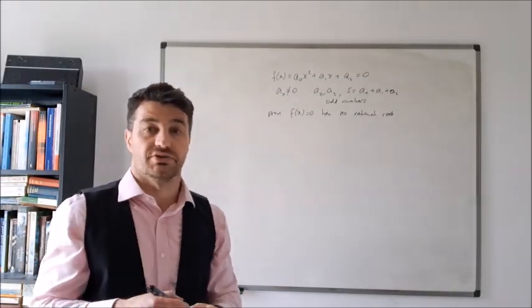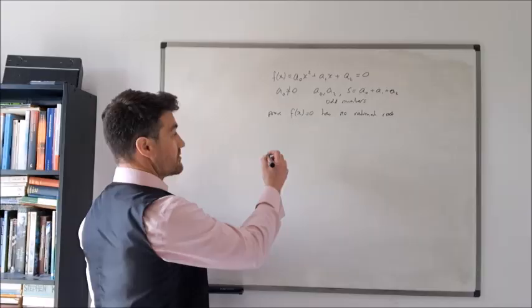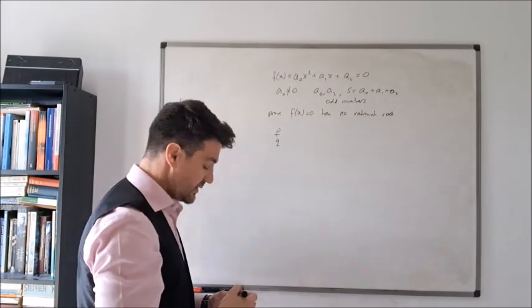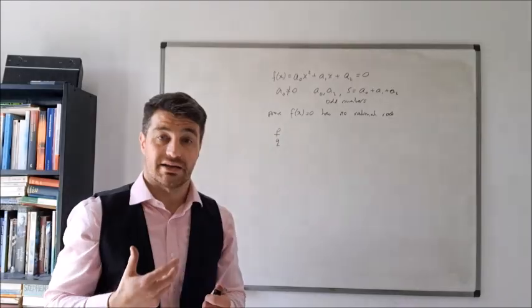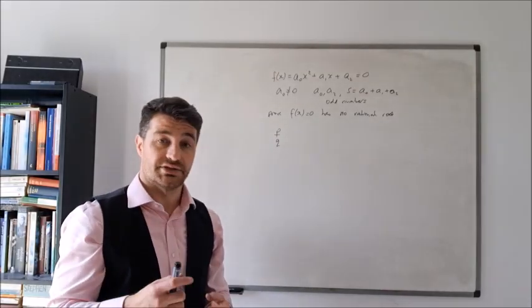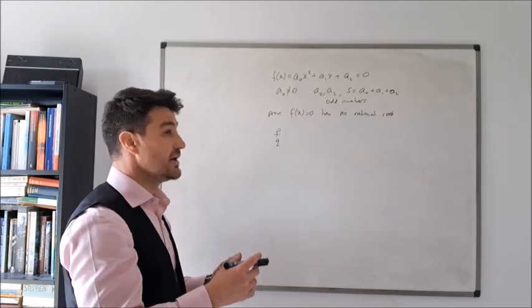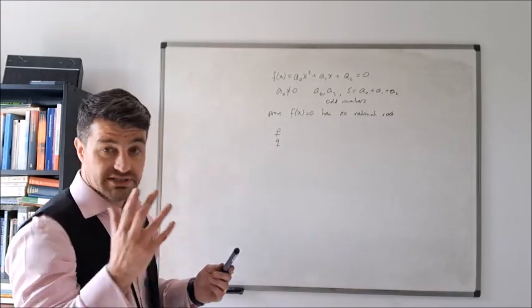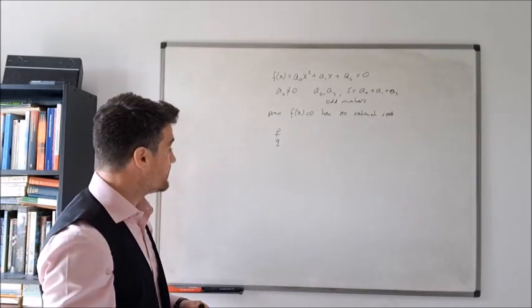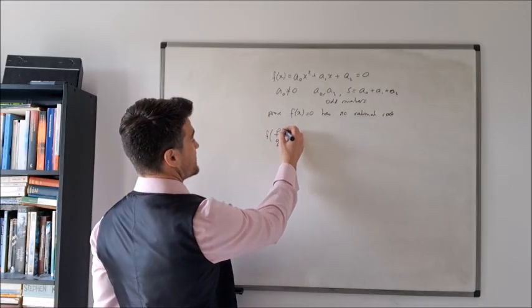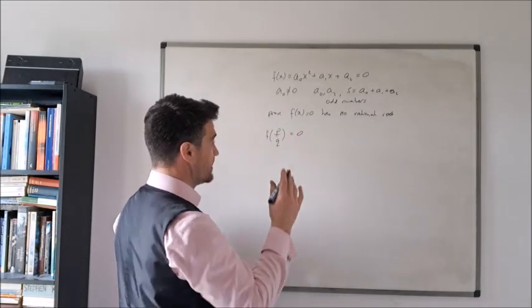Well, it's a root or a solution to this equation, which is a rational number. Okay, well, what's a rational number? Do you know what a rational number is? Well, a rational number is a number of the form p over q, where p and q are integers and q is non-zero. So half, 3/4, minus 7/10, for example, are all rational numbers. So what we need to show is that there is no rational number p over q such that f of p over q is equal to 0.